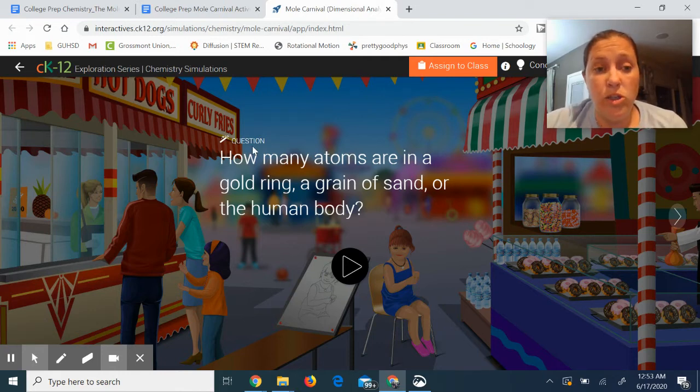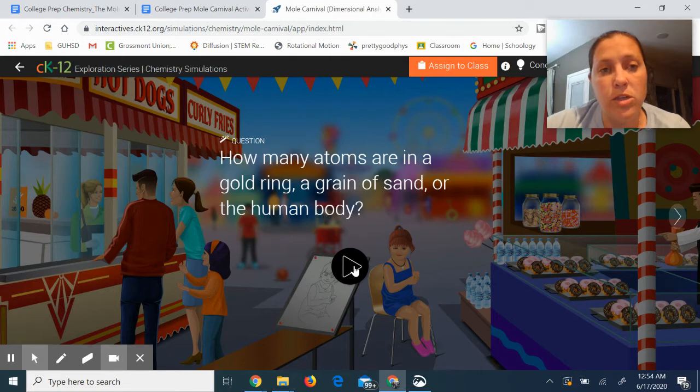So the main question here is, how many atoms are in a gold ring, a grain of sand, or the human body? These questions are really important because scientists need to know how many or how much of some substance might be needed to react fully with another substance. And so how do scientists measure that? Atoms are super tiny. So how do we make those super tiny things more measurable?